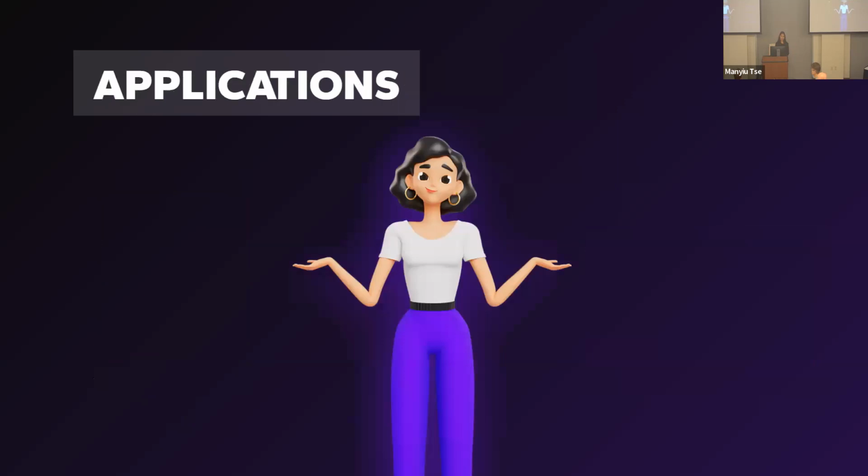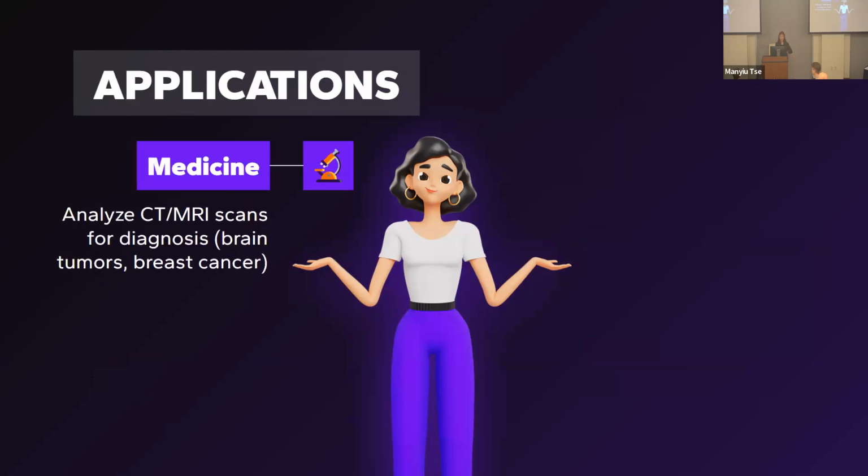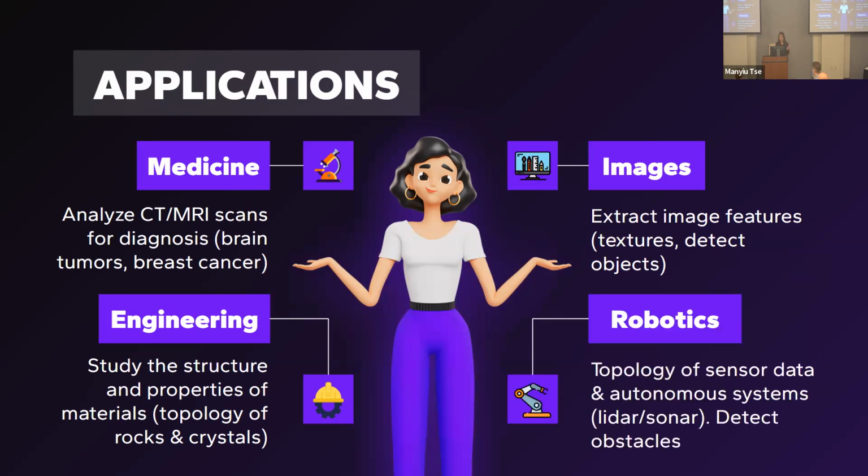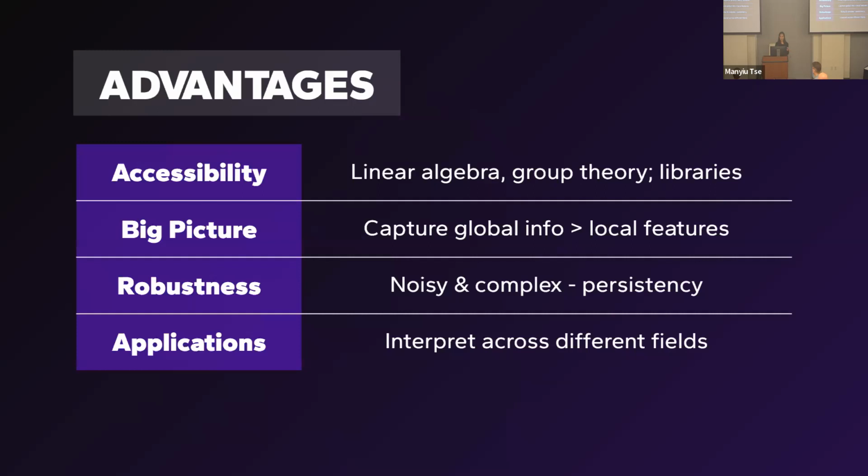All right, so what can we do with this information? TDA is a fairly new topic that you could apply in many different fields, such as medicine and engineering. If you're into computer vision or computer graphics, you could use TDA to analyze the pixels and how images are connected to each other, and also robotics. There are many advantages, as you can see.